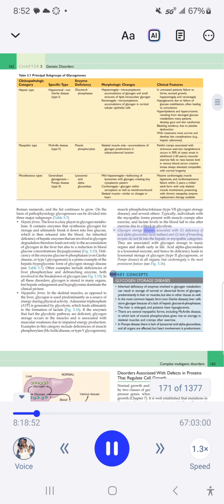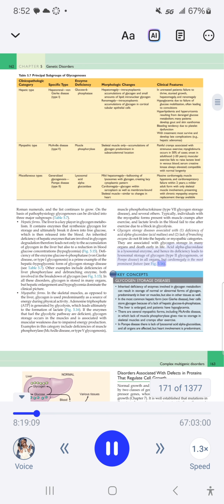Glycogen storage disease is associated with (1) deficiency of acid alpha-glucosidase (acid maltase) and (2) lack of branching enzyme. These do not fit into the hepatic or myopathic categories. They are associated with glycogen storage in many organs and death early in life. Acid alpha-glucosidase is a lysosomal enzyme, and hence its deficiency leads to lysosomal storage of glycogen (type II glycogenosis, or Pompe disease) in all organs, but cardiomegaly is the most prominent feature.